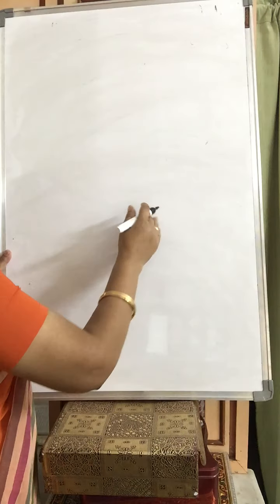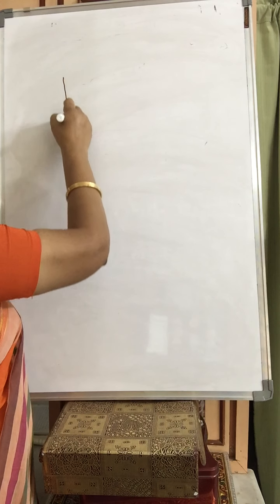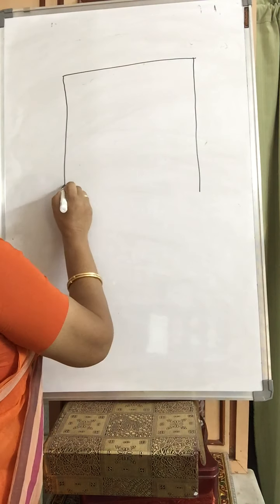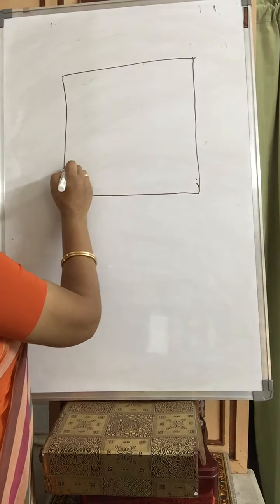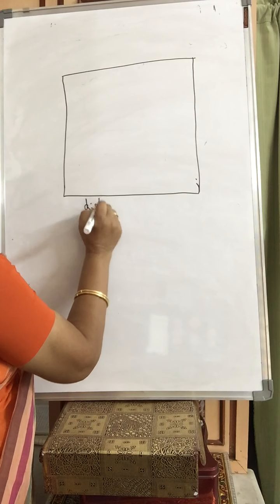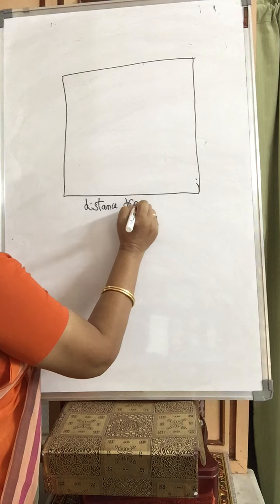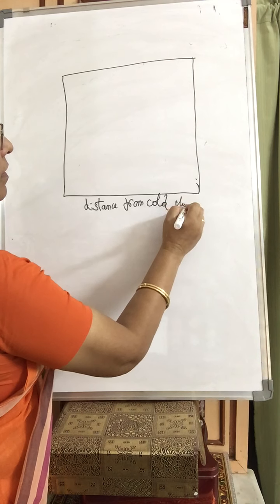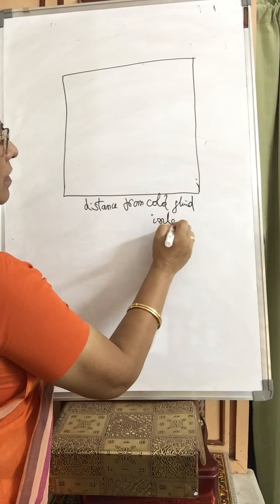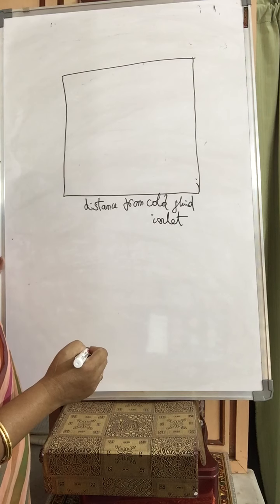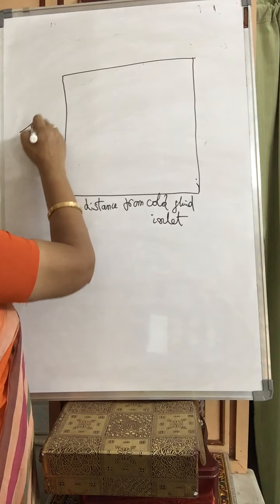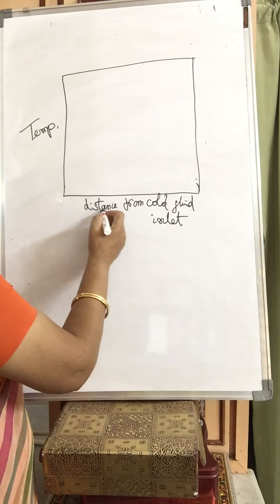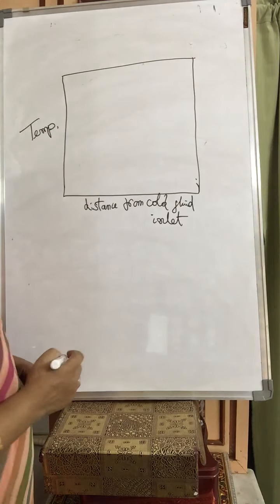So now you see the diagram. This is distance from the cold fluid inlet, and this is temperature. Okay, this is distance from the cold fluid inlet and this is temperature.